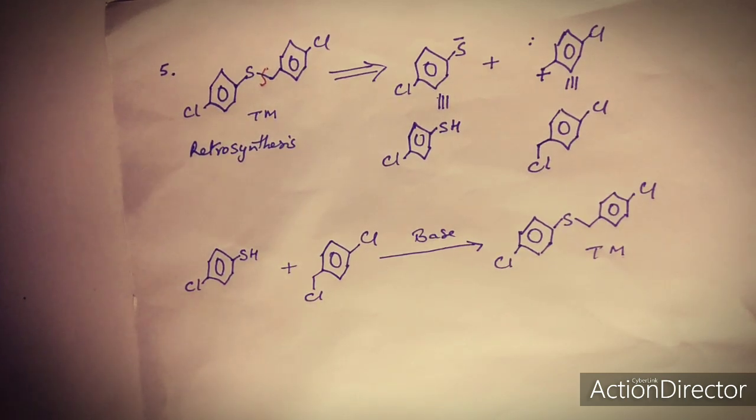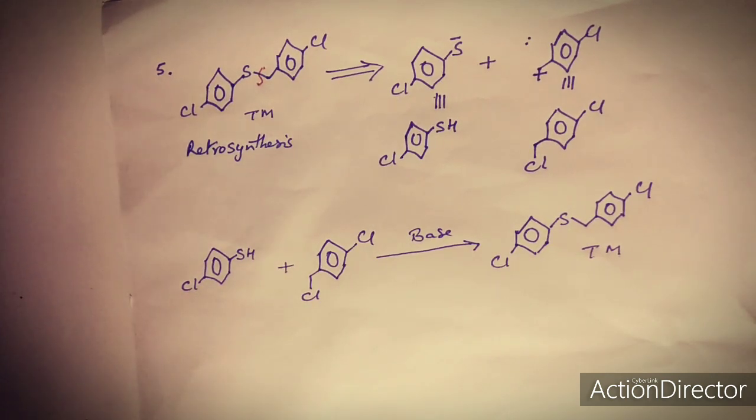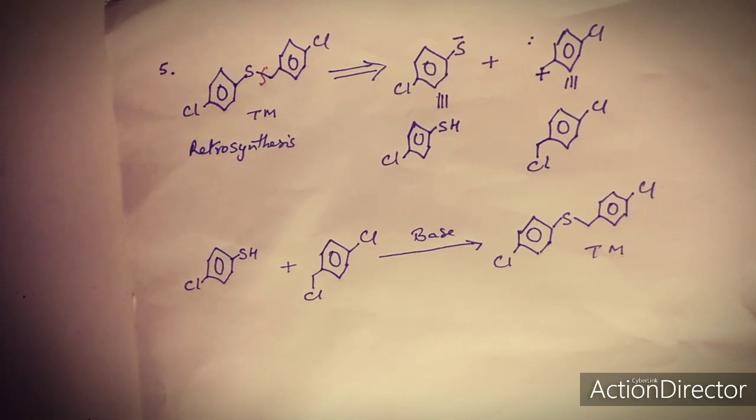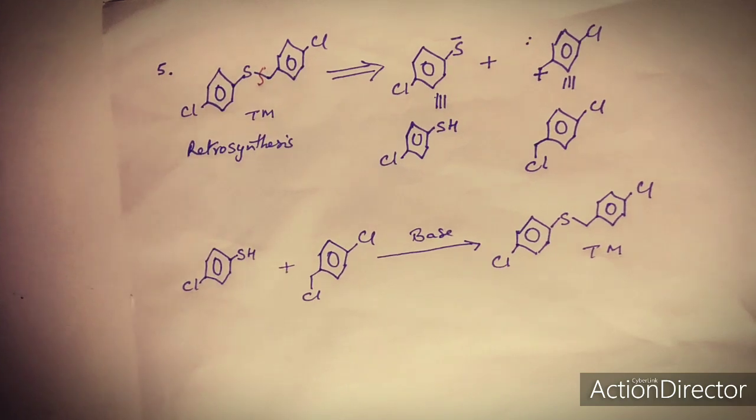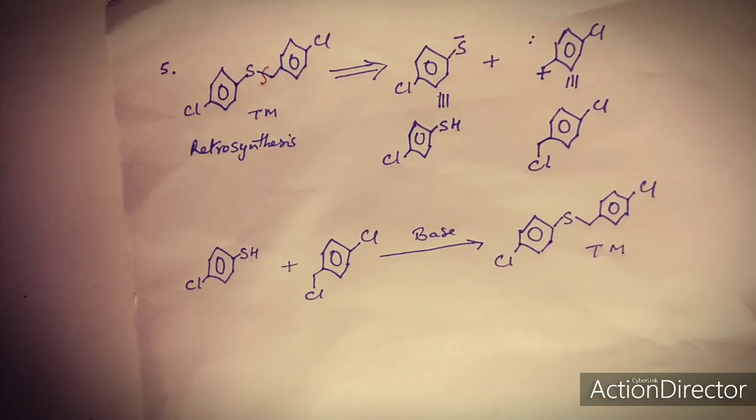So this was a simplified form of the easiest of the disconnections, that is our RX or C-X one group disconnection, taking into consideration the presence of just one functional group in each case. It can be an ether, it can be sulfur, it can be an ester oxygen. So this was all about this disconnection.